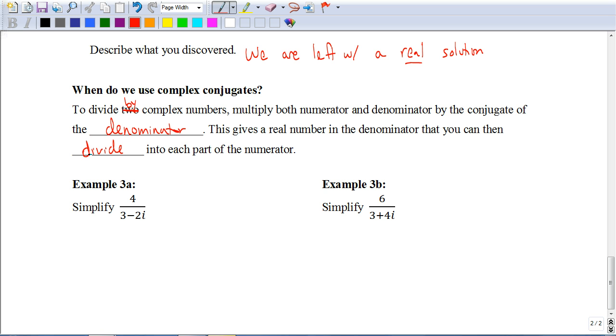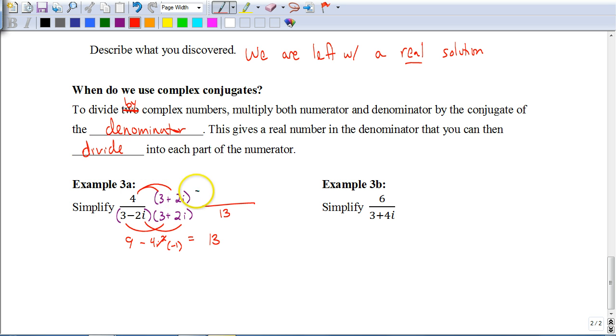Here we have 4 divided by 3 minus 2i. What we're going to do is multiply the top and bottom by the conjugate, which would be 3 plus 2i. Remember, when we multiply by the conjugate, all we care about is multiplying the first terms and the last terms, because the middle terms are going to cancel out. So 3 times 3 gives me 9. And negative 2i times negative 2i is negative 4i squared. Remember, i squared is the same as negative 1. So negative 4 times negative 1 is a positive 4. Add that to the 9 and we get 13. So in our denominator we have 13.